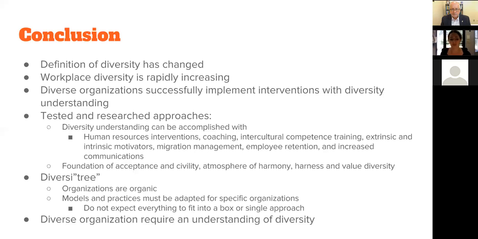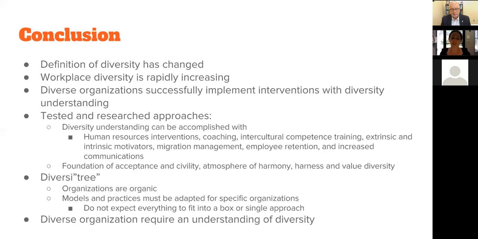So, tested and researched approaches. Of course, diversity understanding can be accomplished with the different things that I've mentioned throughout this presentation: HR interventions, coaching, intercultural competence training, different motivators, migration management, and then, of course, increased communications, as well as this foundation of acceptance and civility, which transitions into this atmosphere of harmony, this harnessing and valuing of diversity, putting the right people in the right places for the organization and for the employee themselves.